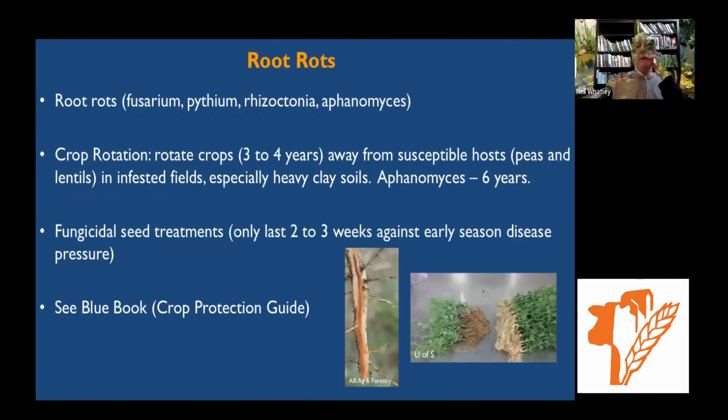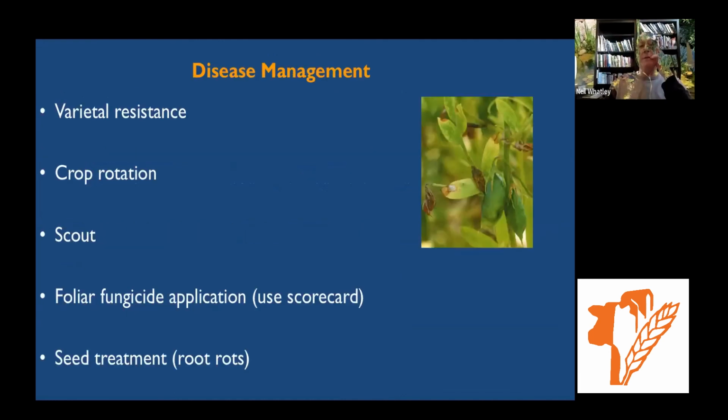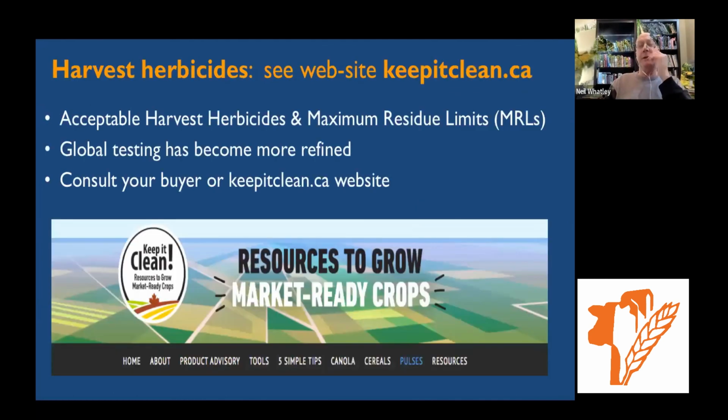Root rots, same thing with lentil as we had with peas. Disease management, same thing. Varietal resistance, try and select varieties that are resistant. Crop rotation, scout. Use a scorecard to decide whether to apply a fungicide, and use a seed treatment for root rots, especially if you're on heavy clay.